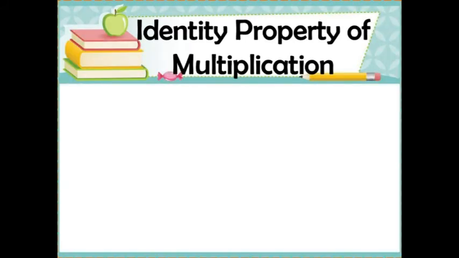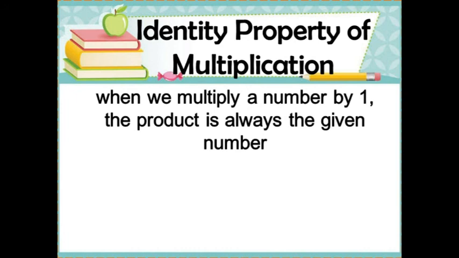So we have three properties of multiplication. The first one is the identity property of multiplication. The identity property of multiplication works when we multiply a number by 1. The product is always the given number. Example, we have here 3 times 1 is equal to 3. So it means for any number that you multiply by 1, the product or the answer is always that number.